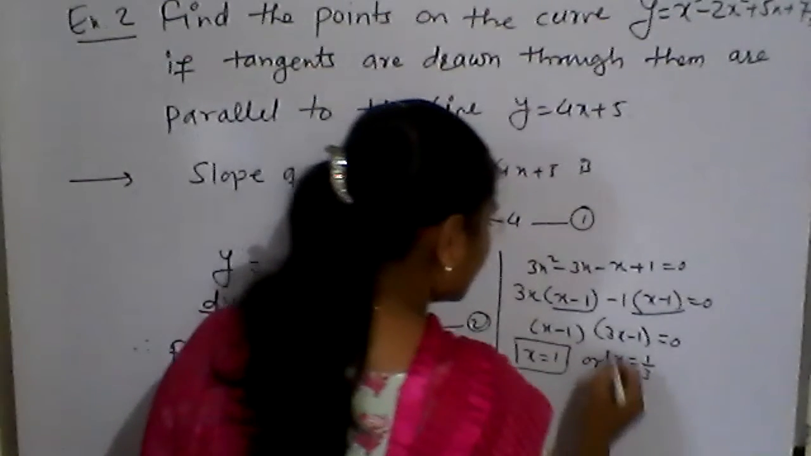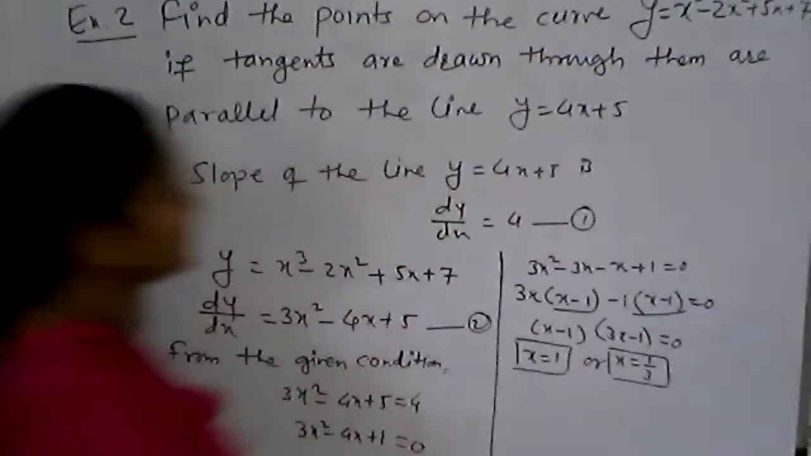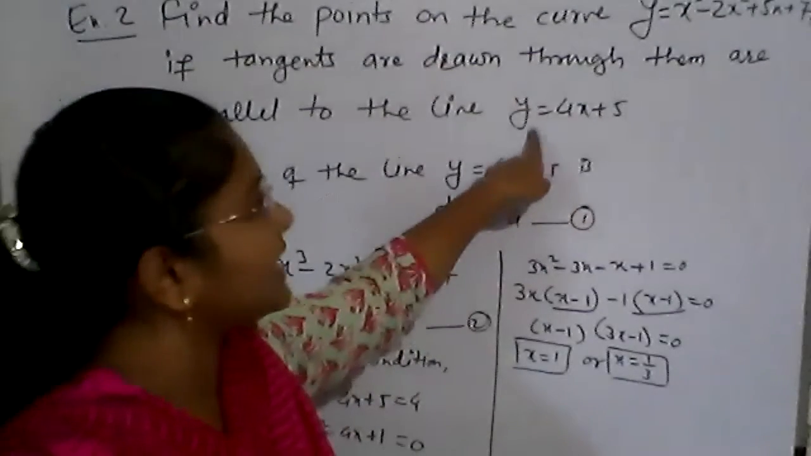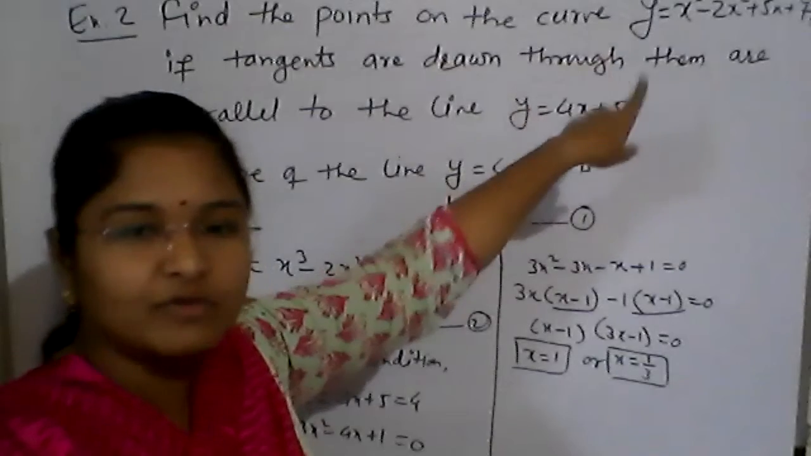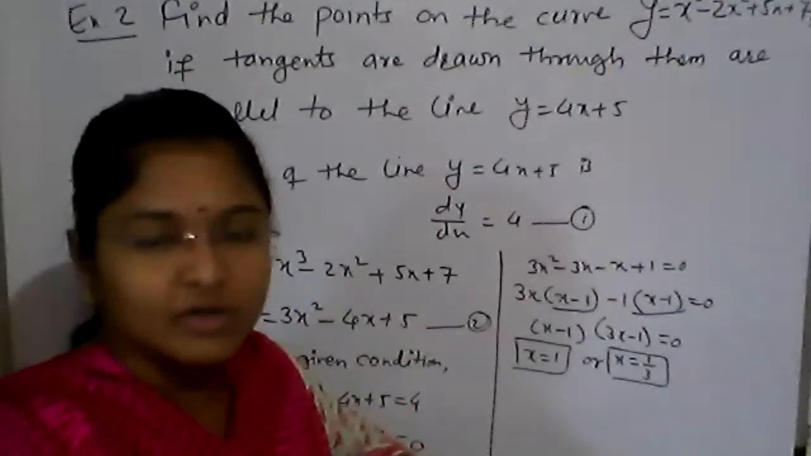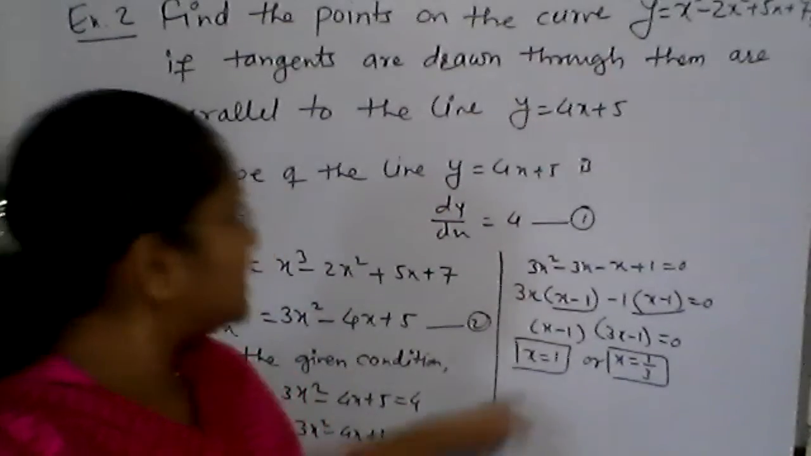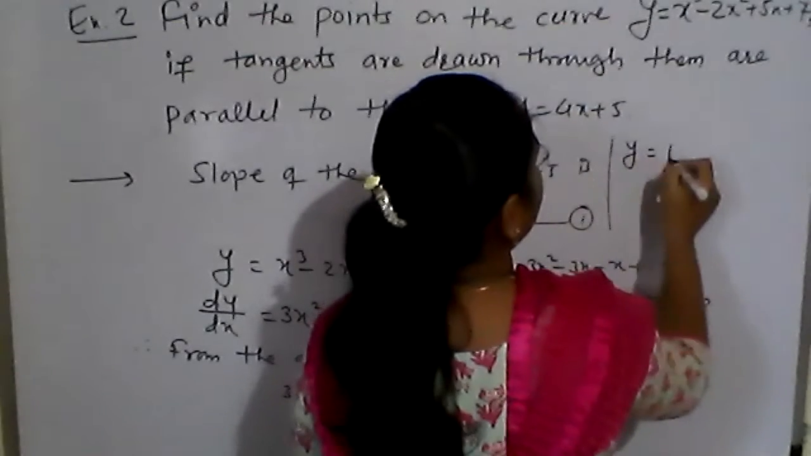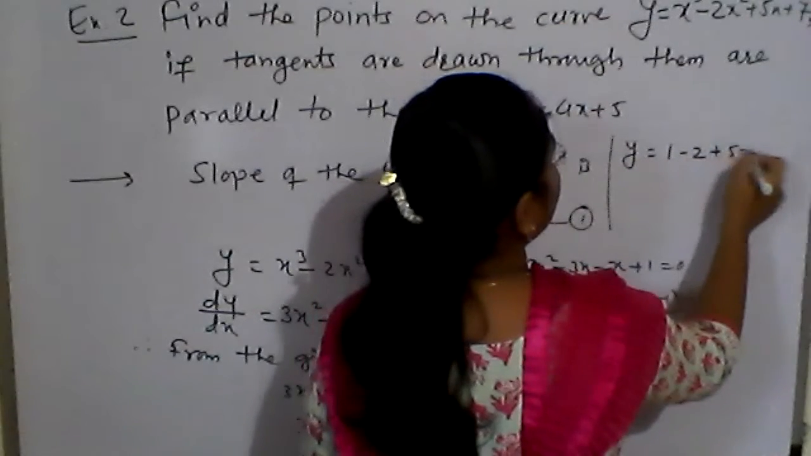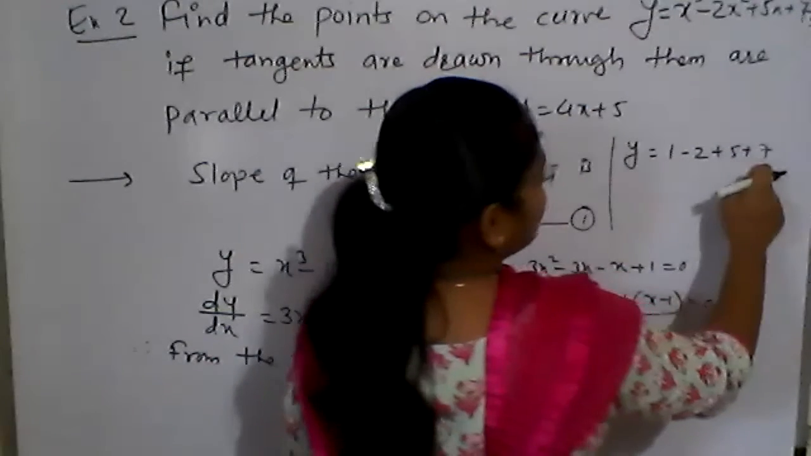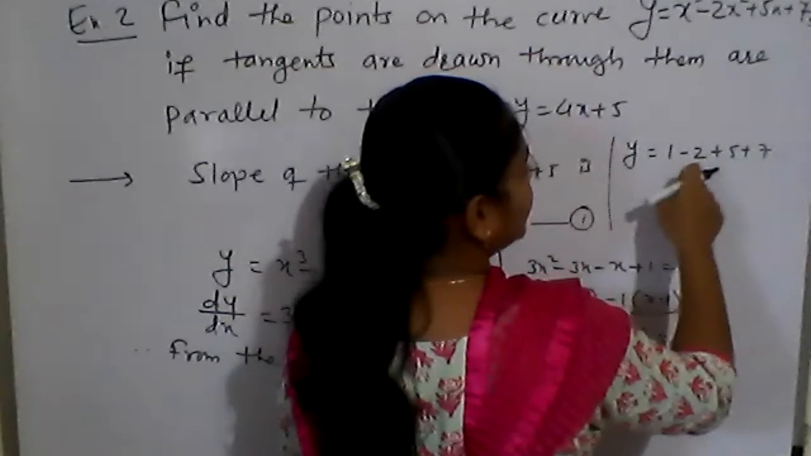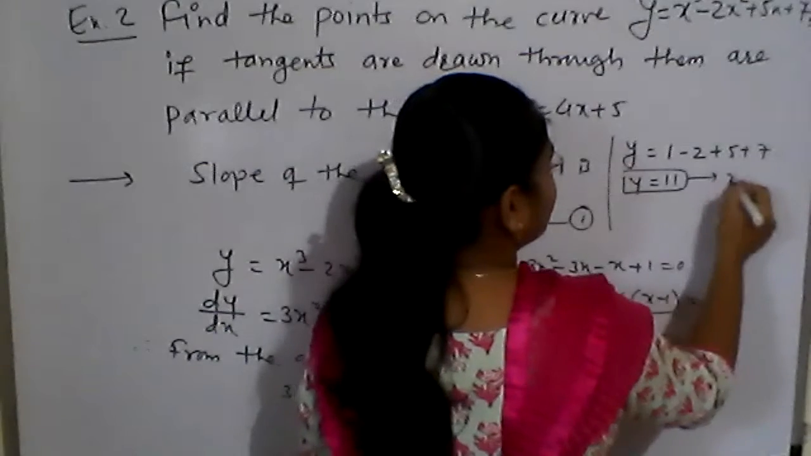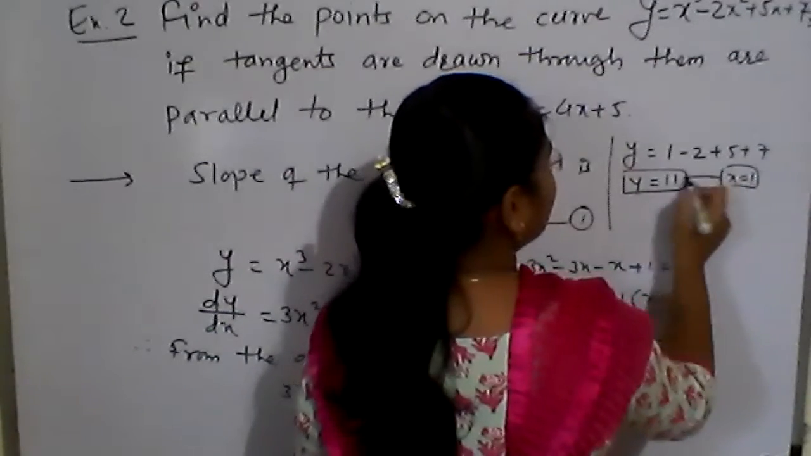Now at x equals to 1, what is y? At x equals to 1, don't take the equation of the line. We have to consider the curve. We have to find the points on the curve, not on the line. Okay. So minus 2 plus 5 plus 7. 7 plus 5, 12. 12 minus 2, 10. 10 plus 1, 11. Any doubt? When x equals to 1, we get 11.